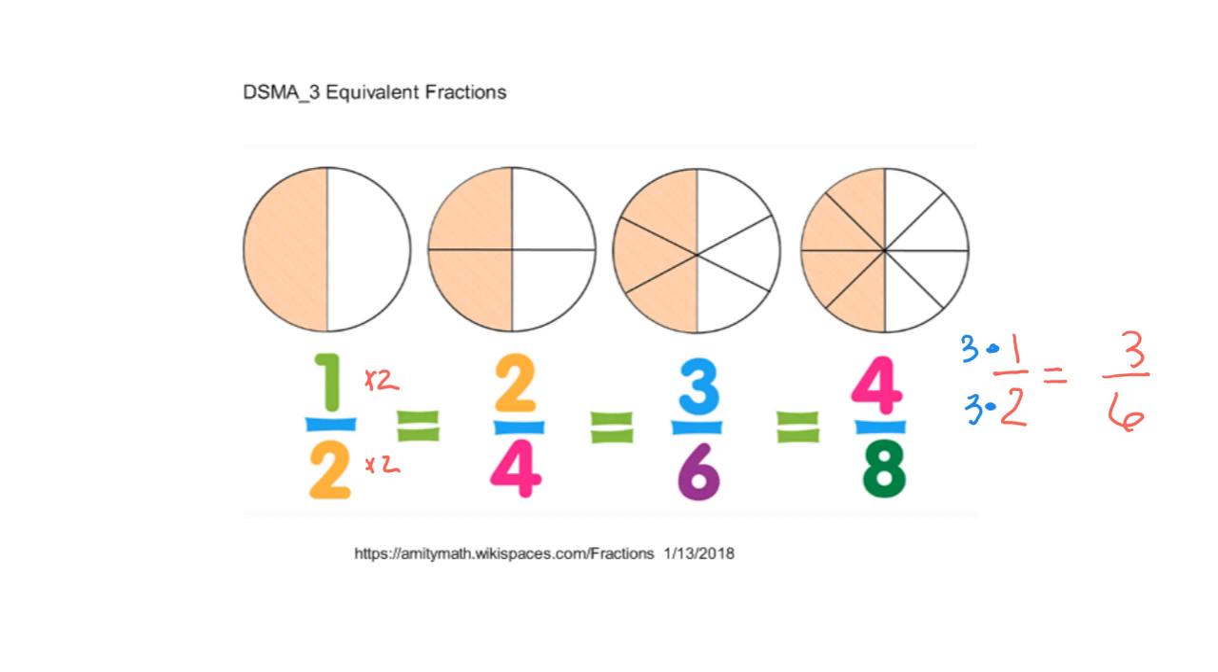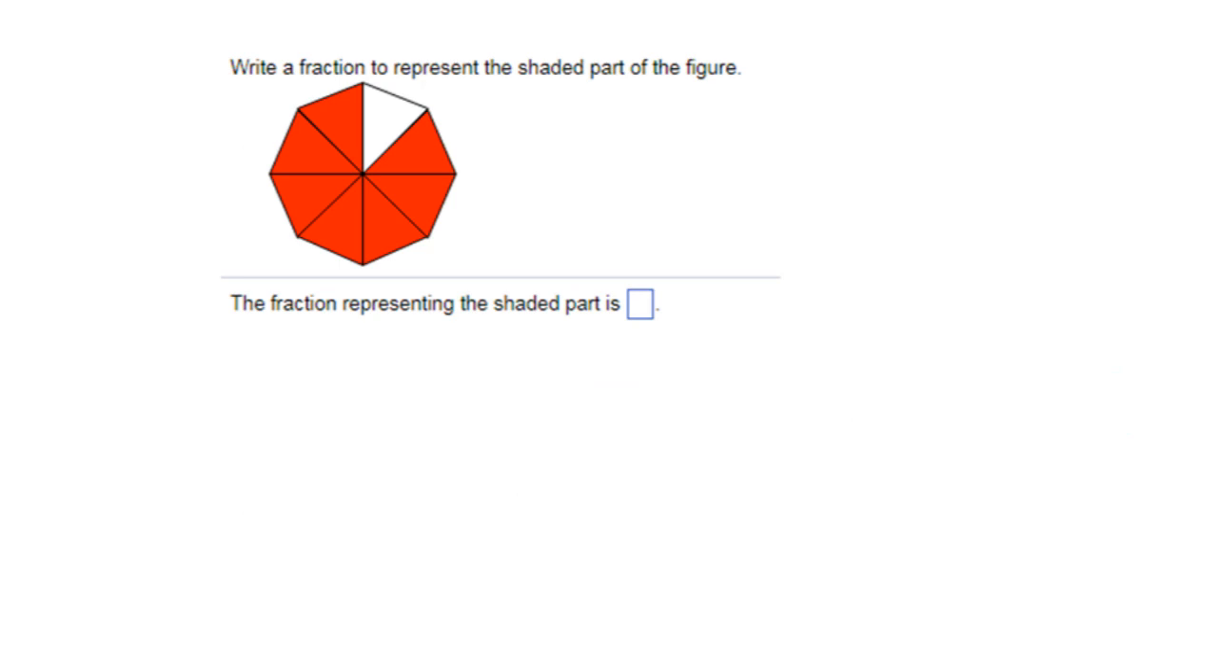We will talk further about this as we move along in this lecture. Write a fraction to represent the shaded part of the figure. So in this case here, what we need to do is to count how many equal parts that we have. And I'm just going to go counterclockwise here. 1, 2, 3, 4, 5, 6, 7, and 8. So we have 8 equal parts. That means our denominator is 8.